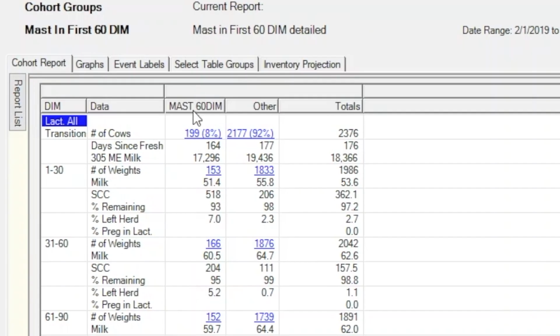So this column here is for cows that got mastitis in the first 60 days, and this column here is animals that did not get mastitis. So you can see that in this herd, 8% of the animals got mastitis in the first 60 days. To look at the 305ME right here, we can see 17,000 pounds versus 19,000 pounds or about. If you take that times $15 milk, that's about $300 that these cows are costing us.